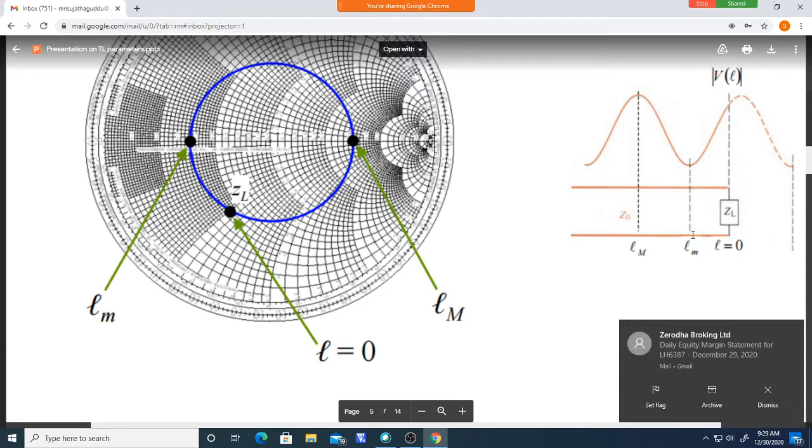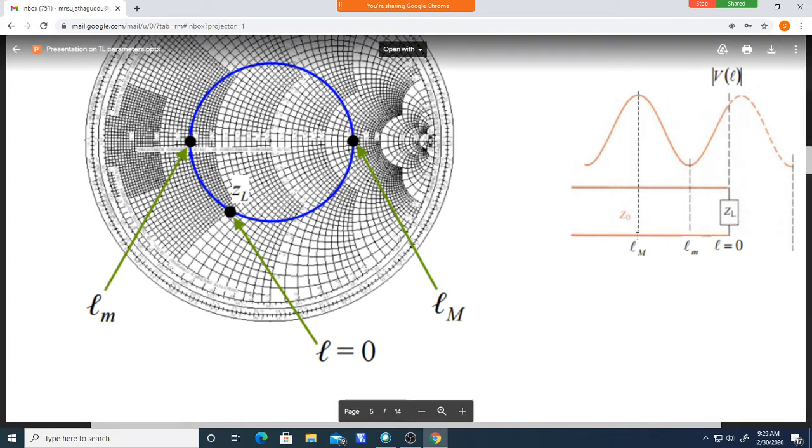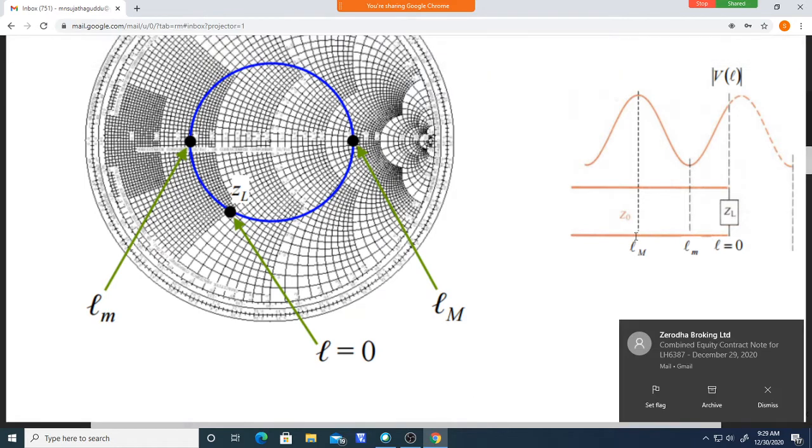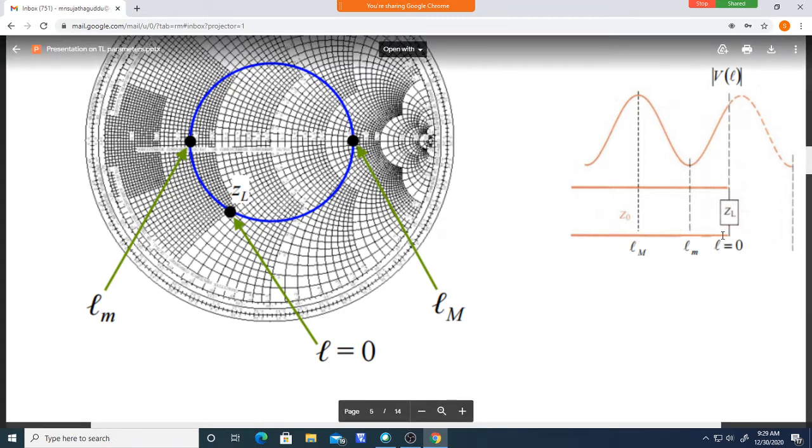You can measure at what distance the first minima is, and as you move further, you will find a maxima. This is the first maxima. You can find the impedance here, that is R naught into S theoretically. It is the maximum value, and it is real. And we can also measure the distance from here to here. How much distance is there from the load point to the maxima?